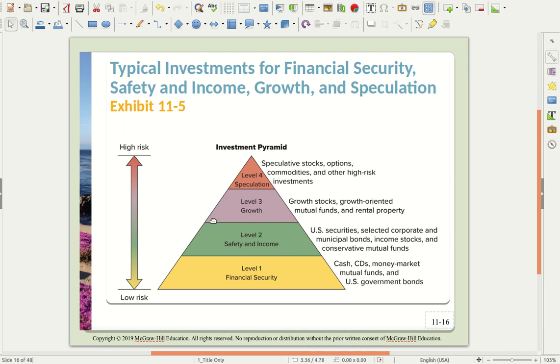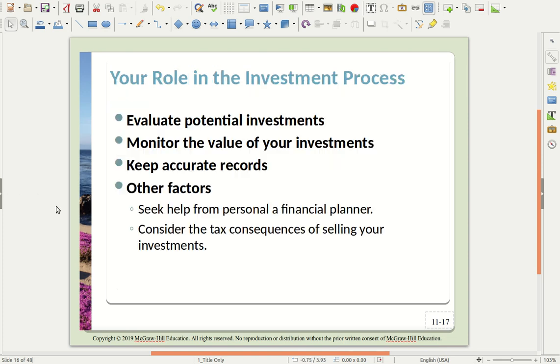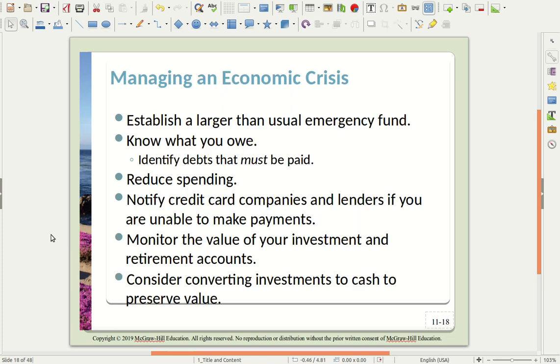The higher up you go, the more risk you're taking. The thing is, you're also getting some better returns. You can lose your money, though. So when you're thinking about your role in the investment process, you need to think about the different investments. One of the things that I tell folks is, go get some help. Get somebody who might be a financial planner who can teach you and also work with you as far as what you need in your investment portfolio that would be best for your goals.